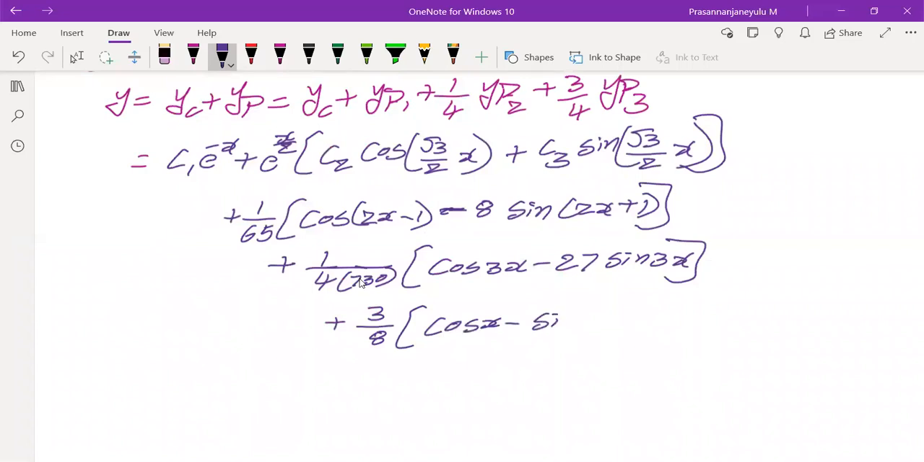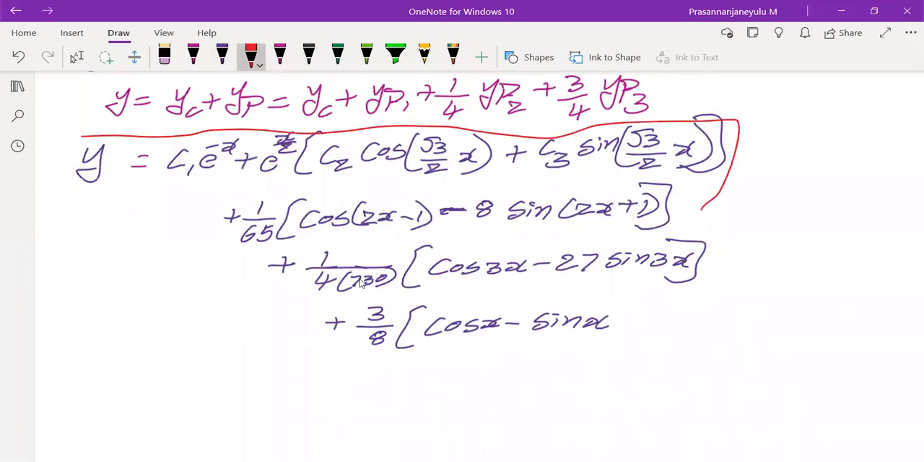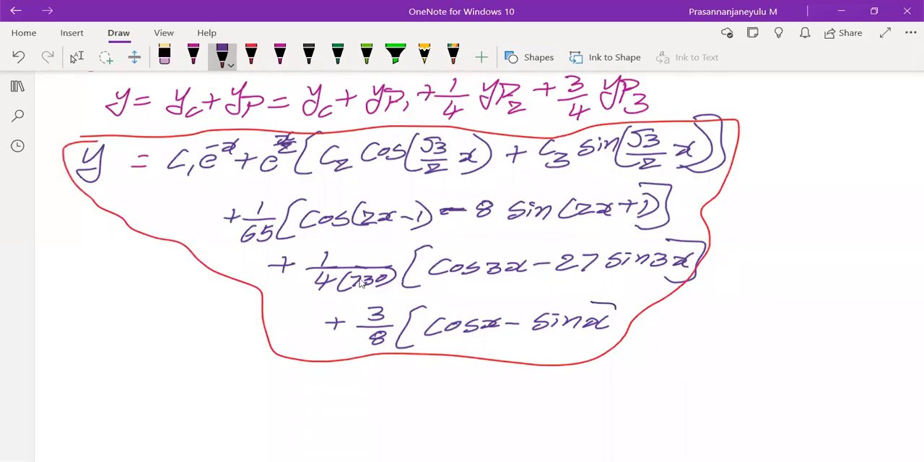This is the complete solution of our problem. Y equals, so what is the solution? This everything is the solution. How lengthy the solution is. Okay, so this is the general solution of the given DE.